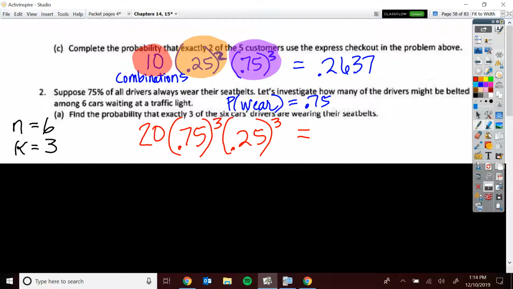So FYI, the success and failure exponents will always total to the number of trials. That 3 plus 3 is always going to total up to your n. When you multiply that out, you get 0.0162, so a 1.62% chance that exactly 3 of them will be seat belted. All right, questions on coming up with that?